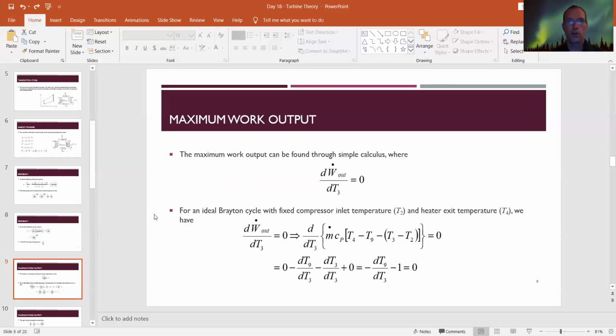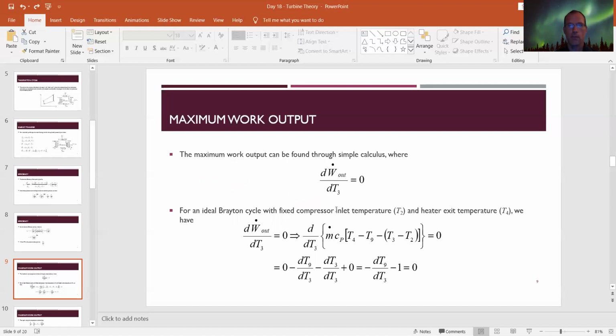Another thing that's useful is to find the maximum work. So I'm going to get some work out of my turbine no matter what, but it's always good to have the maximum work out of it. You can find the maximum work simply by taking a derivative. So dW/dT3: the derivative of work with respect to the temperature T3 after my compressor.